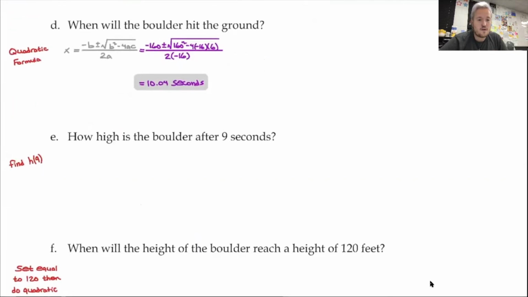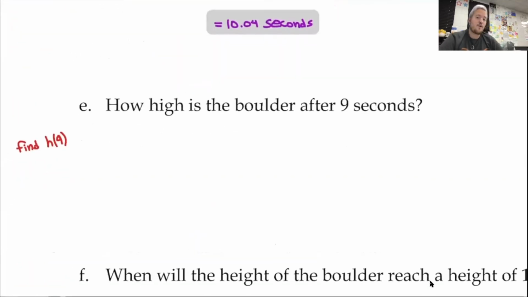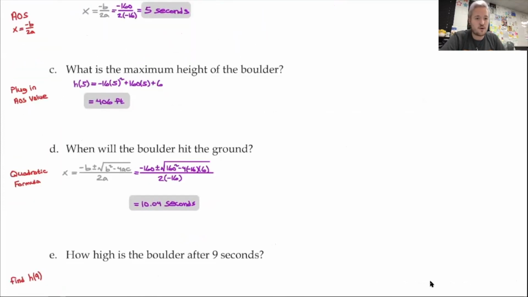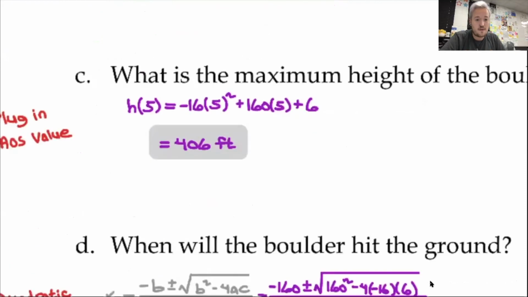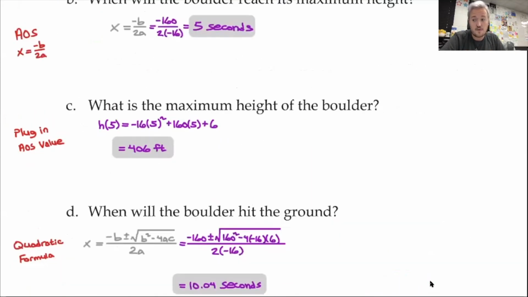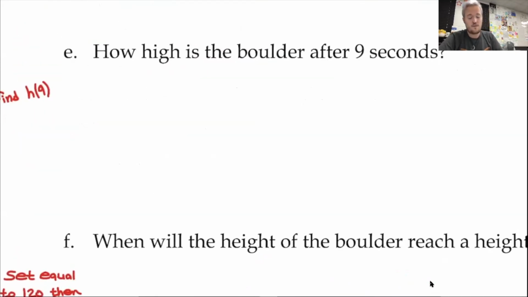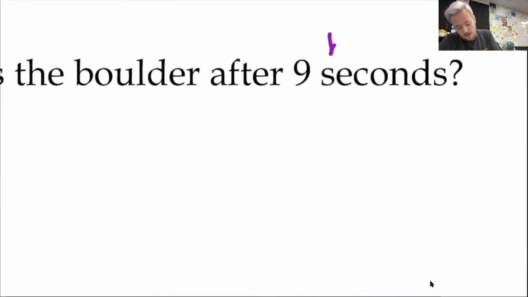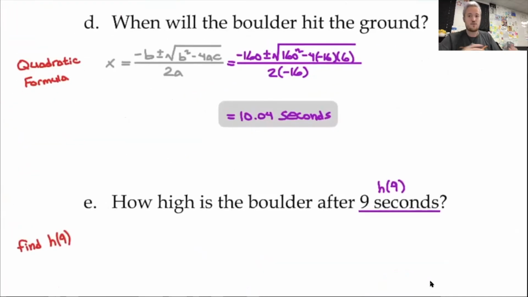Now for part E, we want to find how high the boulder is after 9 seconds. So this is really similar to part C, where we're just going to be plugging in a value. So over here, we're just going to be finding h of 9. That's all this is saying. So keep in mind, this is where you really want to start using logic. If it's going to land after 10 seconds, but we are looking for the height at 9 seconds, it should be generally close to 0.